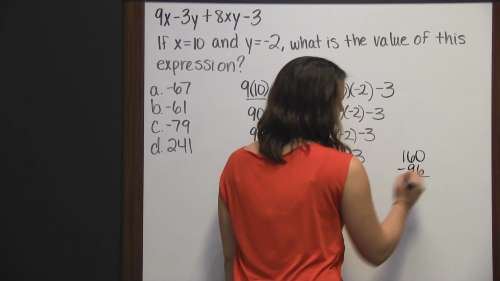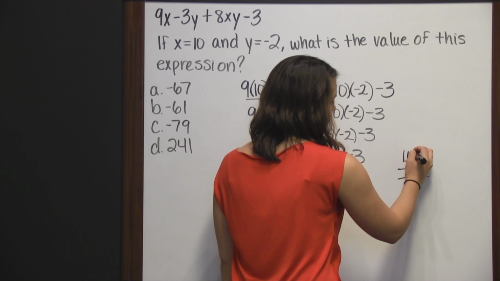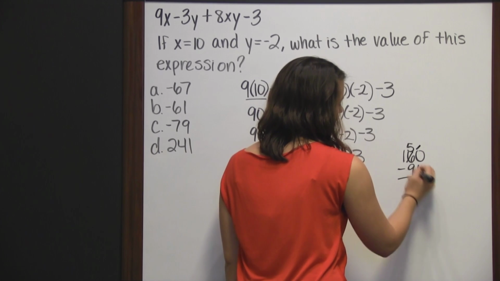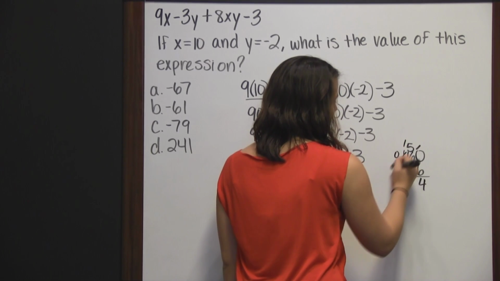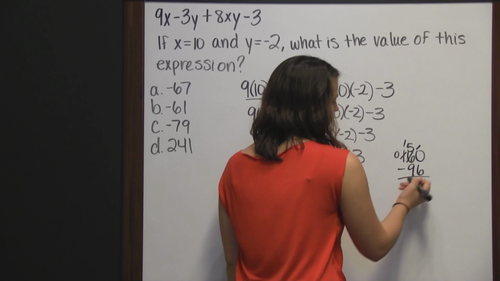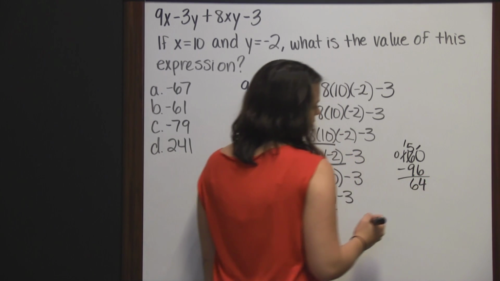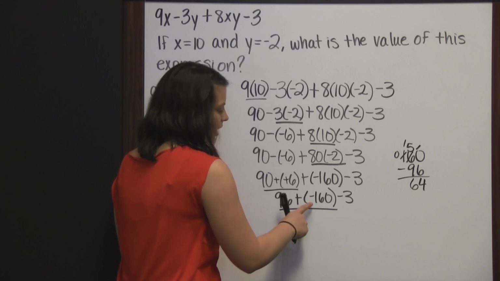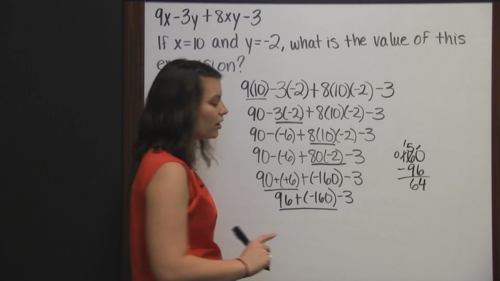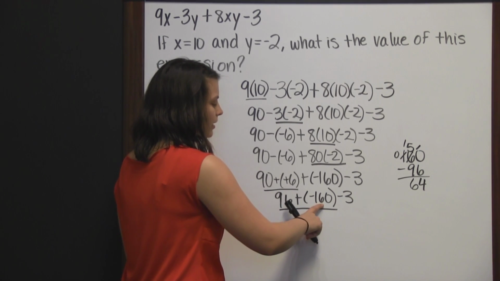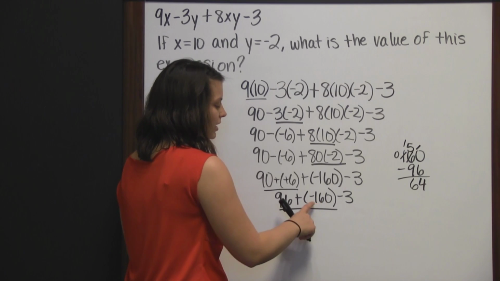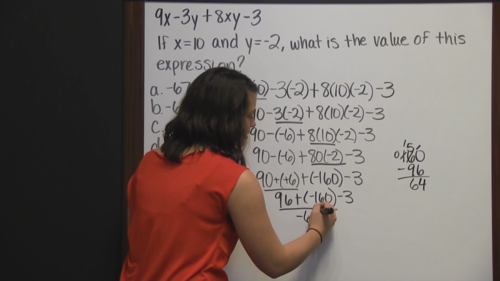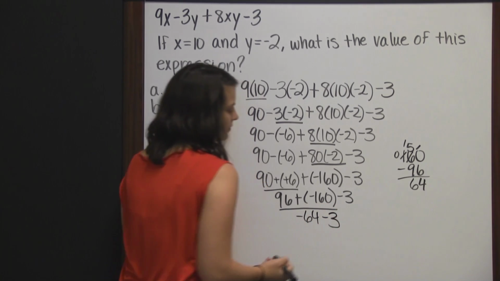160 minus 96. So to borrow from the 6, it becomes a 5. 10 minus 6 is 4. Now borrow from the 1, it becomes a 0. So I have 15 minus 9 is 6. So 160 minus 96 is 64. And it's going to be a negative 64 because negative 160 has a larger absolute value than 96 does. So negative 64 minus 3.